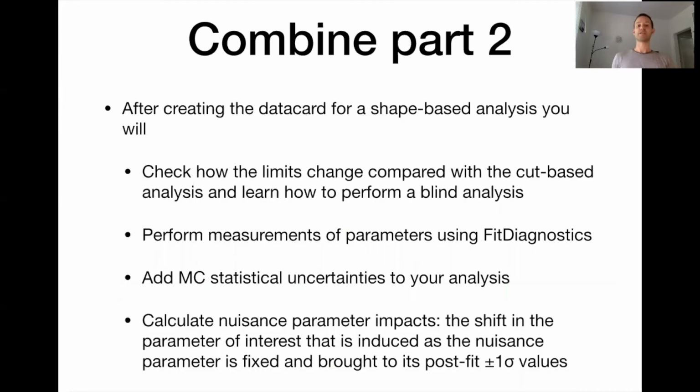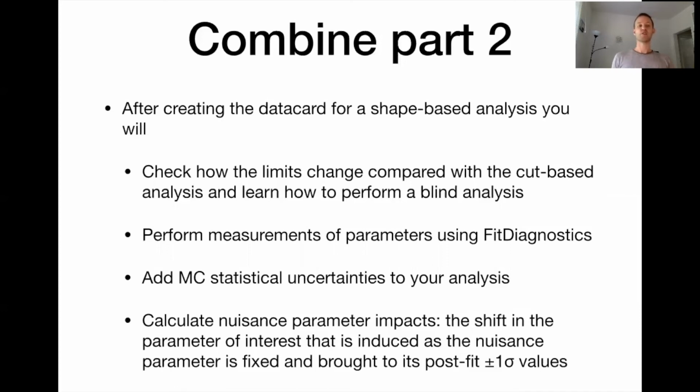So after creating the data card for a shape-based analysis, there are a few other tasks to work on. The first is to see how the limit changes compared to the cut-based analysis. So do we see an improved sensitivity by using the shape information? And you'll also see how to perform a blind analysis, so what you can do without using the observed data. And then we'll switch from setting limits to actually performing measurements of parameters. And you'll do this using a method in Combine called fit diagnostics.